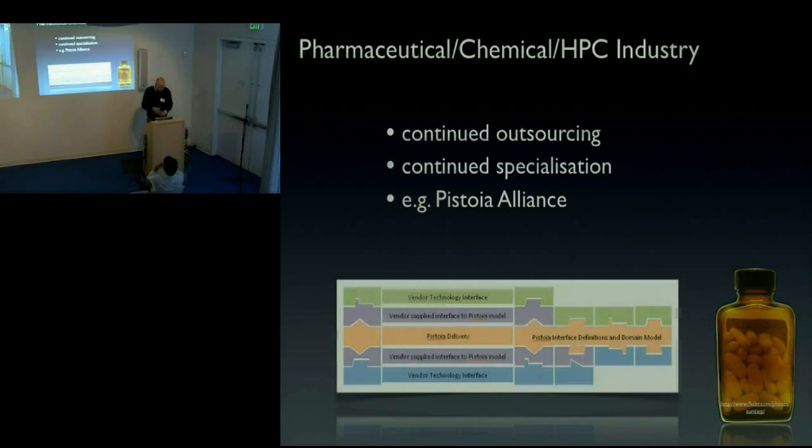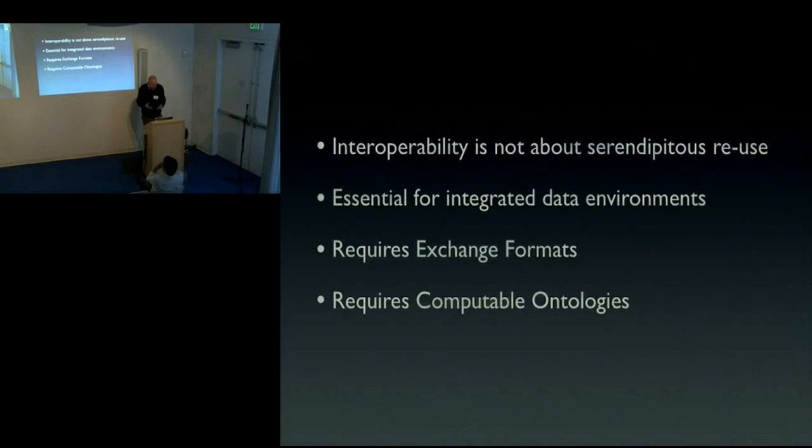So data integration really is a pressing, and data interoperability really is a pressing thing, and it leads to phenomena such as the formation of the Pistoia Alliance, for example, which is a conglomerate of a number of very large players in the pharmaceutical arena that tries to standardize data formats across the industry. Now, you may argue about how successful that'll be, but in any case, it's going on, and the lesson from it is that data interoperability is not about serendipitous reuse of data, that it is essential for integrated data environments.